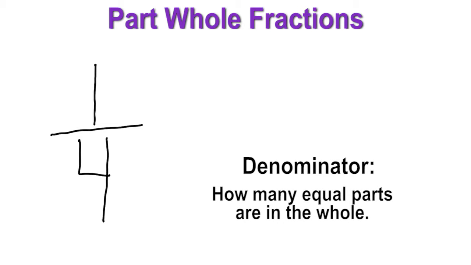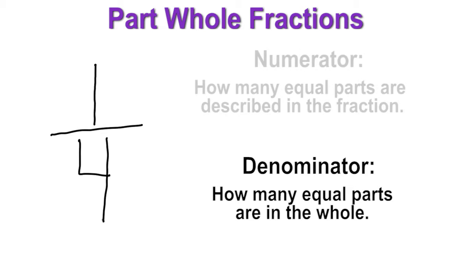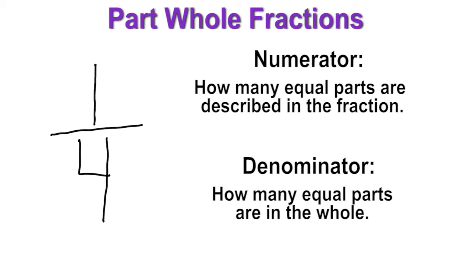In a fraction, two numbers are separated with a bar. The number on the bottom is the denominator. It shows the number of equal parts in the whole. The number on the top is the numerator, and it shows how many of those parts are being considered in the particular fraction. Right now, let's use the fraction 1/4.